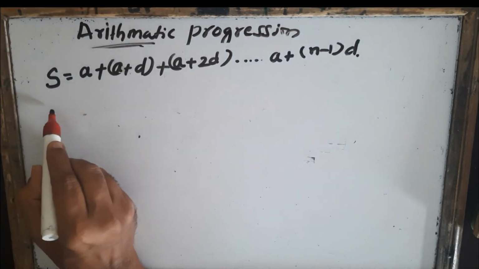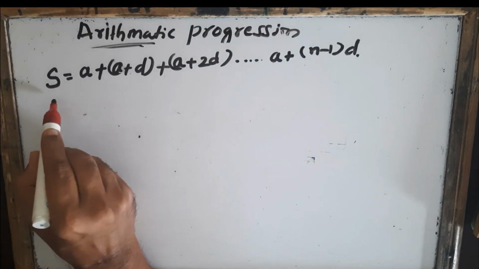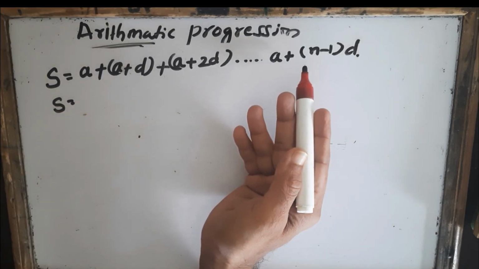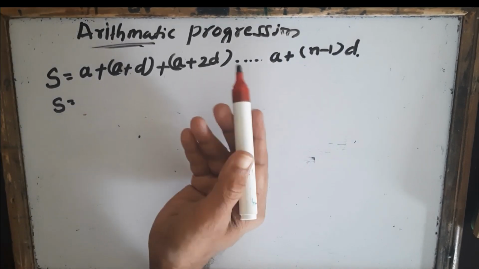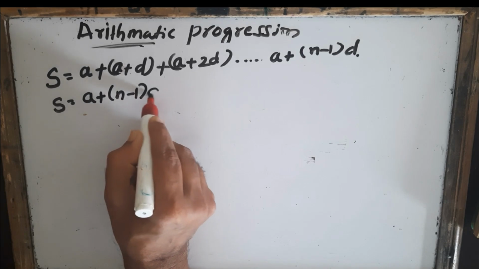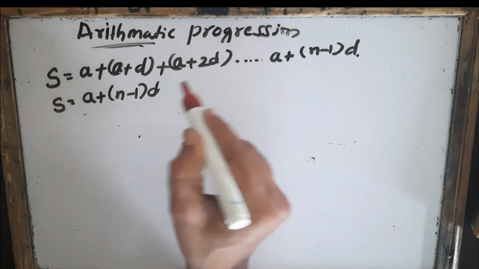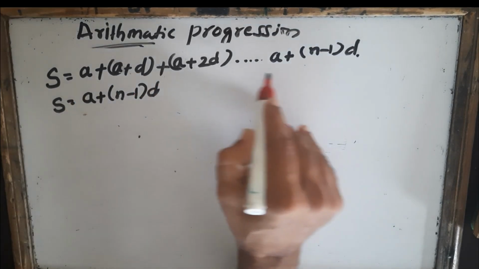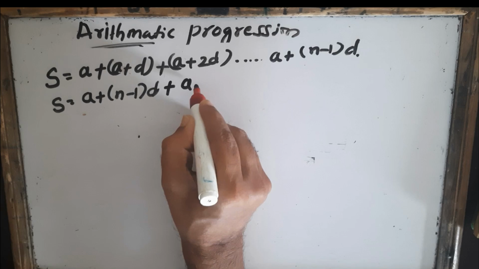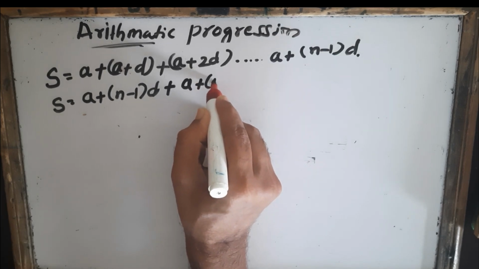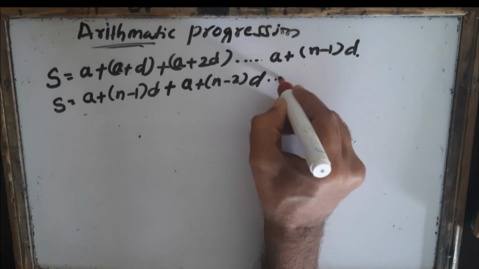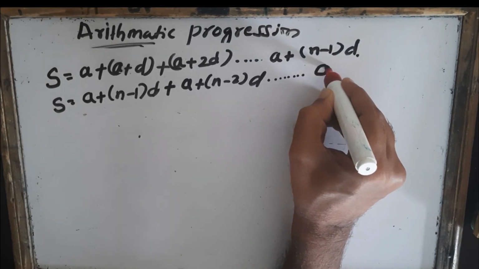Okay, and we do one more sum here. The same elements, we mention them in the opposite, reverse way. So this is a plus (n minus 1) into d. The last element we write first, then the first element at the end. This is the last element, this is the last but second element. Like this, this will go on up to a.